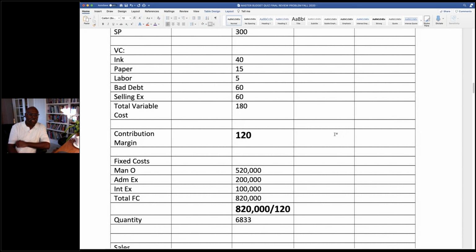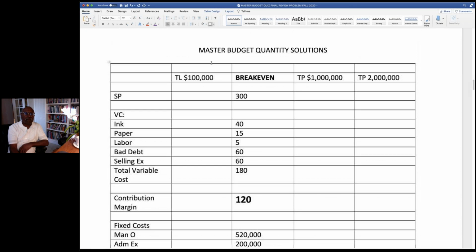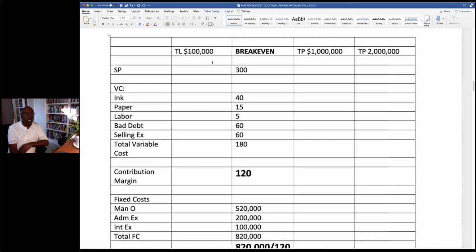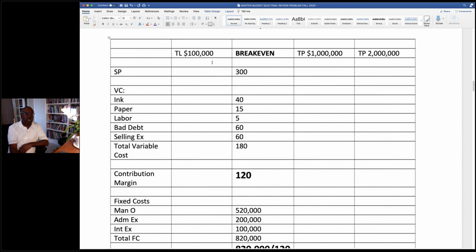Take 2 minutes and give me the quantity for the target loss year of 100,000. Are there any other questions on this first? Okay, take 2 or 3 minutes and give me the quantity that's going to go for the target loss year. It should not take you a lot of time. Target loss is 100,000.